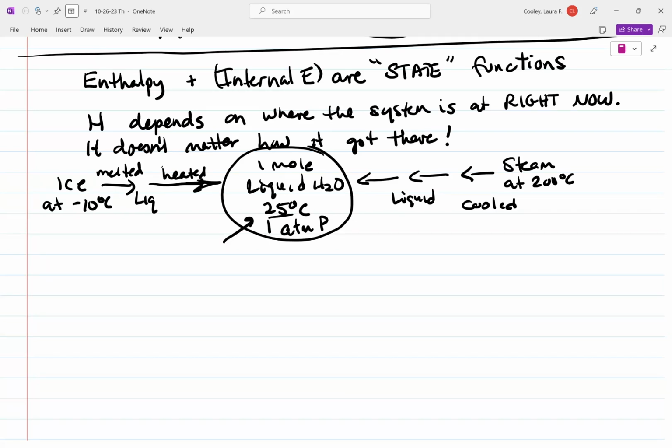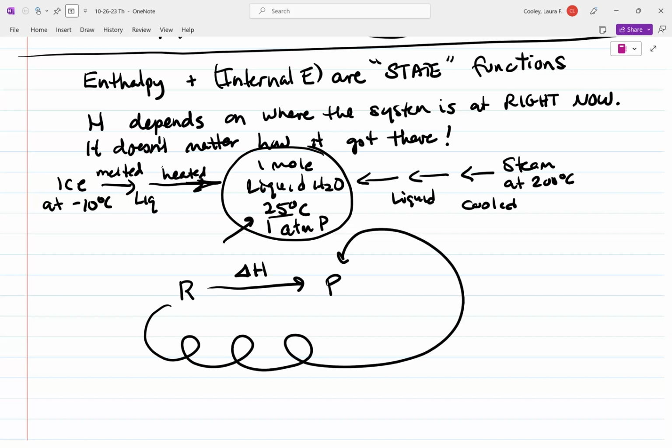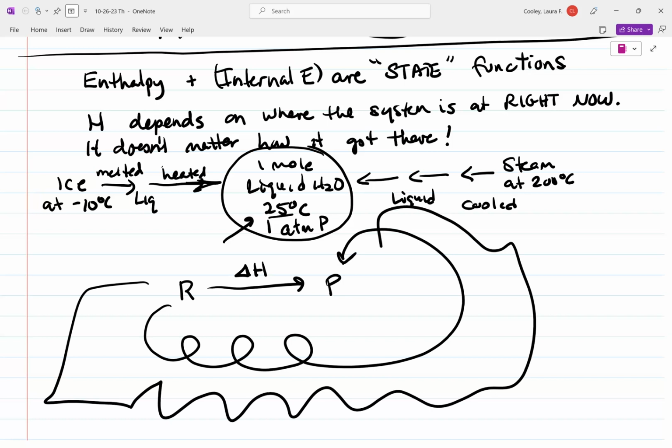So I'm just going to write a silly little picture here to illustrate that. Here's the delta H for going from reactants to products. And it doesn't matter if I go straight there, the easiest way, or if I take a very crazy path like that, or if I take another crazy path like this. It doesn't matter.